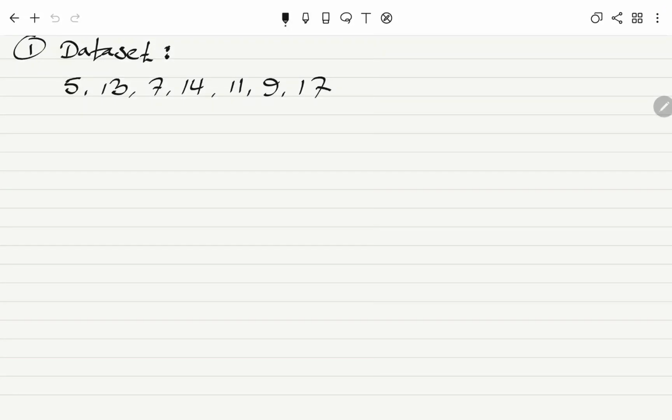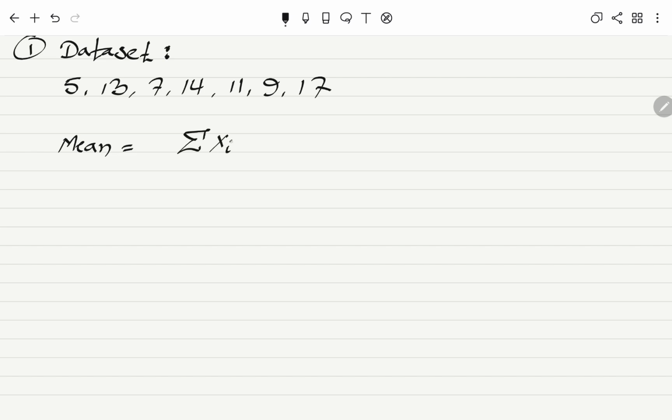Hi everyone, in this video we will learn how to calculate the mean of a data set. So here we have a data set with the following numbers: 5, 13, 7, 14, 11, 9, and 17. If we want to calculate the mean of this data set, the formula looks like this.